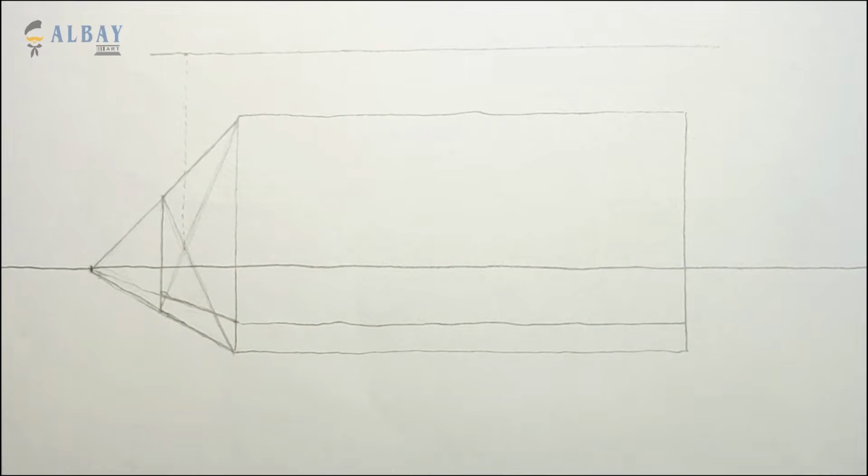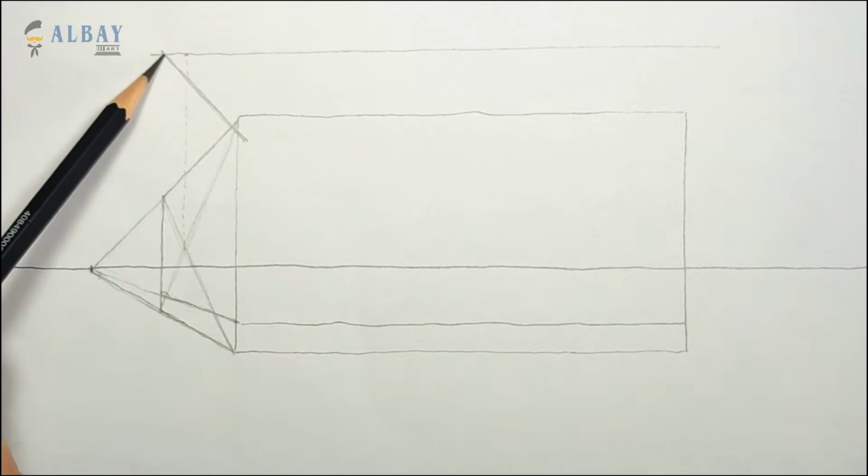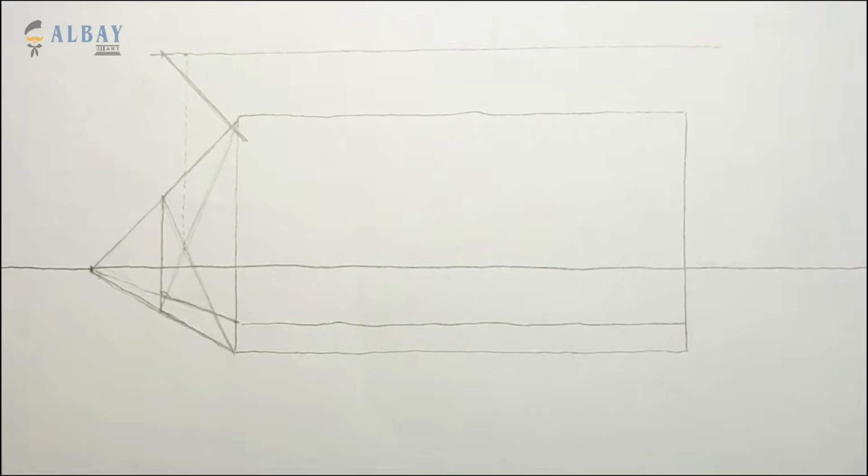Now I will draw the sloping sides of the roof. When drawing the roof, you should think about the roof overhang extending outwards from the walls of the house. So I'm not going to use the top corners of the rectangle. Let's see how I draw it.